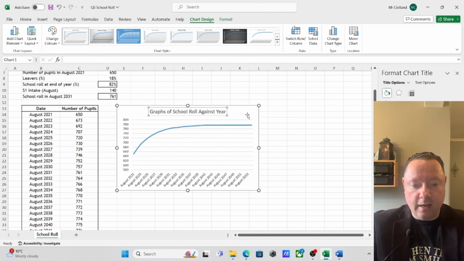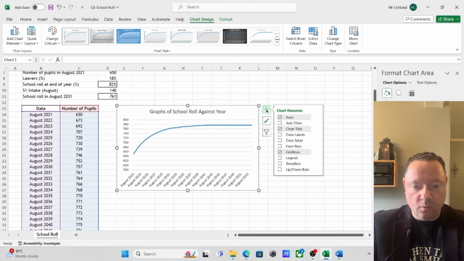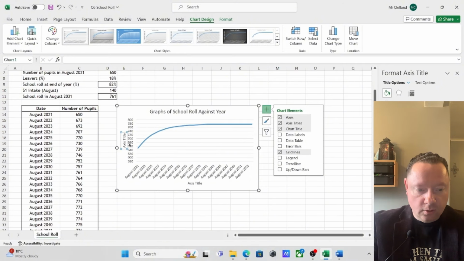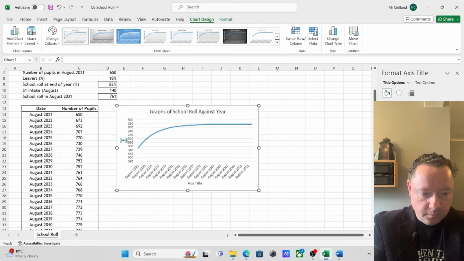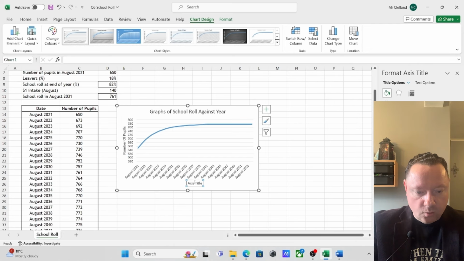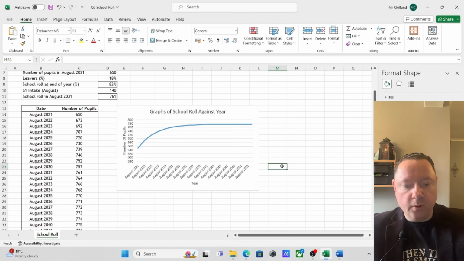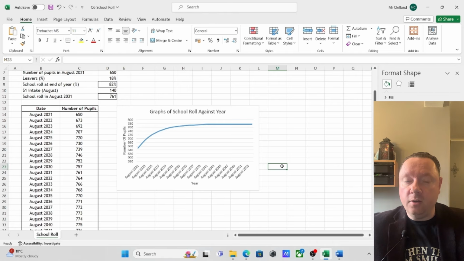So a title for the graph, and then axes, so plus axis titles. This one's number of pupils. And this one is year. So we've appropriately labelled the graph, just in case there's a mark for that. Now in this question there wasn't a mark for that, but there will probably be a mark for it somewhere. So just make sure all graphs are appropriately labelled whenever you do them.